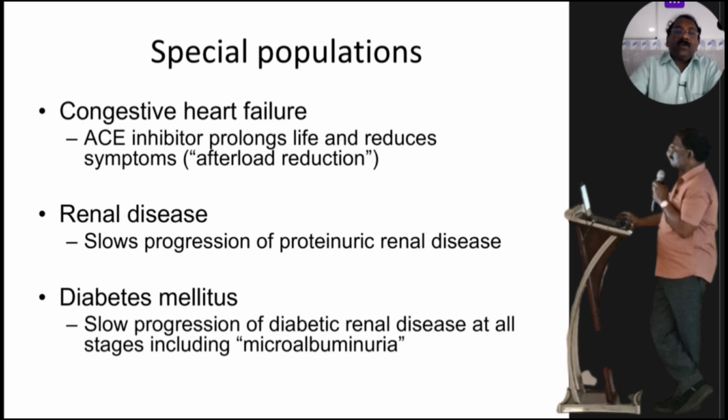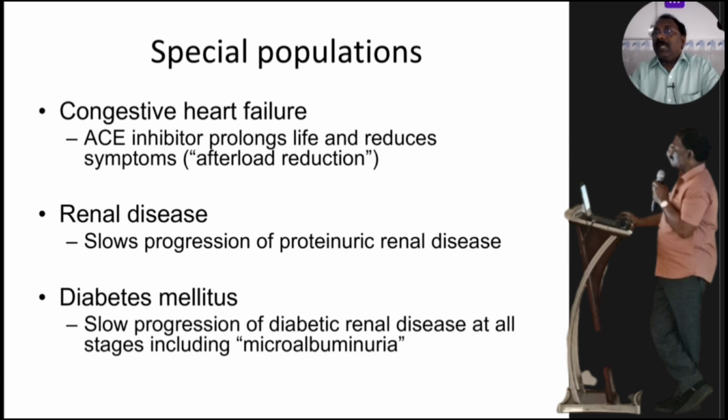Renal disease: they slow the progression of the proteinuric renal disease. So they are renoprotective. In all the proteinuria population, we have to use either ACE or ARBs. Diabetes mellitus: okay, they slow the progression of the diabetic renal disease at all stages, including the microalbuminuria.